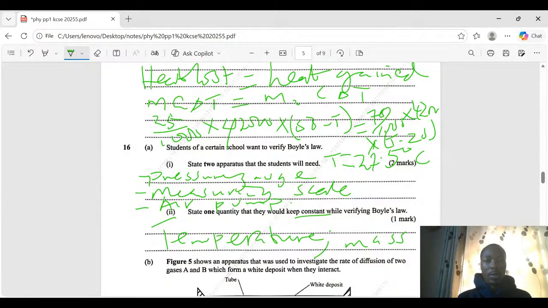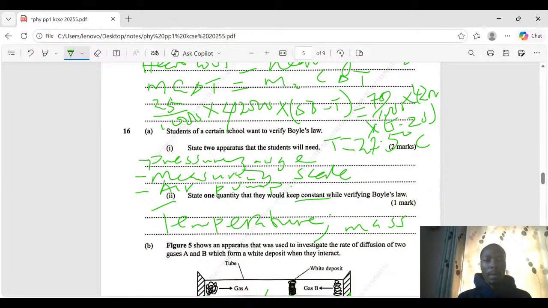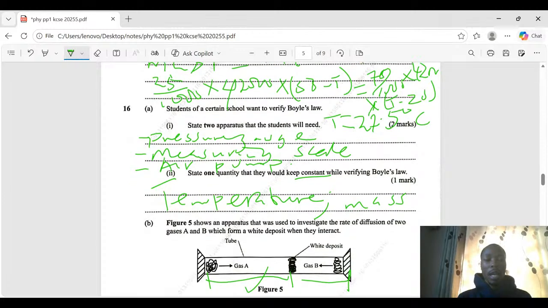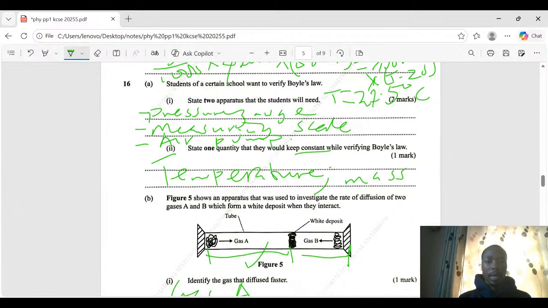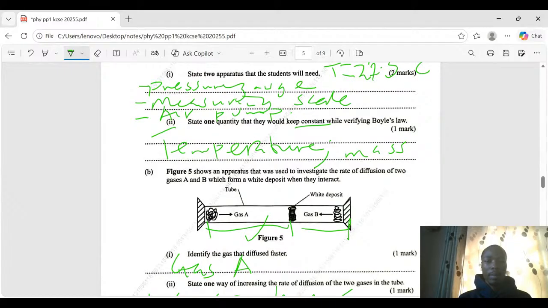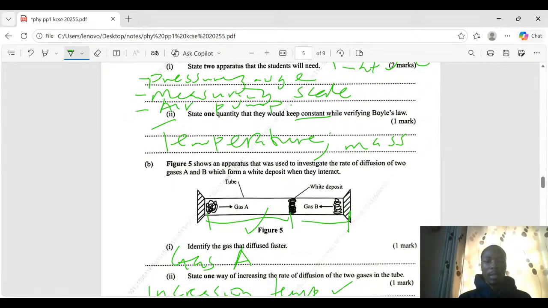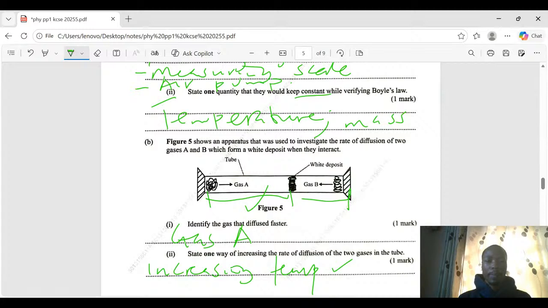A student of a certain school wants to verify Boyle's law. Question 1: State two apparatus the student would need. Because in Boyle's law temperature is kept constant, the person must need a pressure gauge to measure pressure. He or she must need a measuring scale to measure maybe the volume of the air. He or she must need an air pump. Those are some of the apparatus. State 1 quantity kept constant. So temperature must be kept constant, and of course mass.